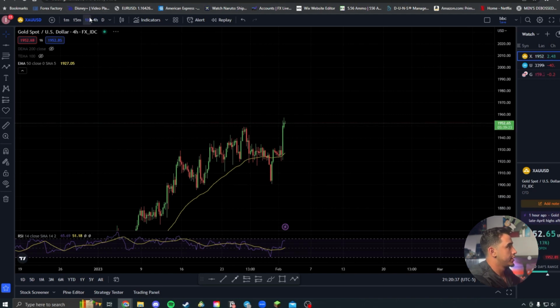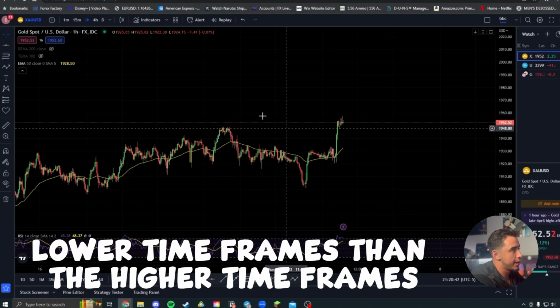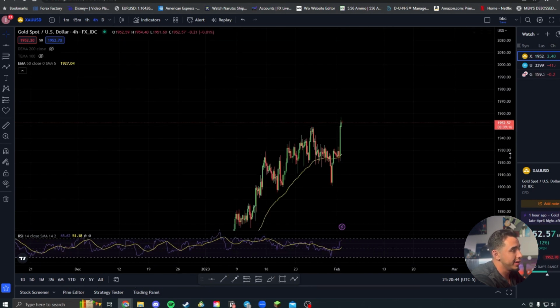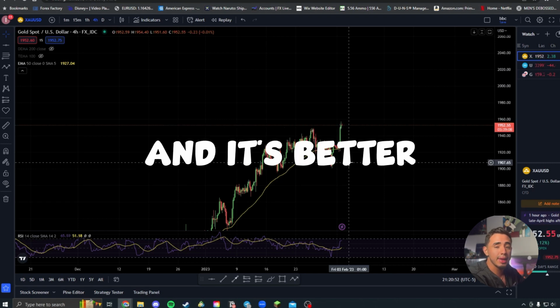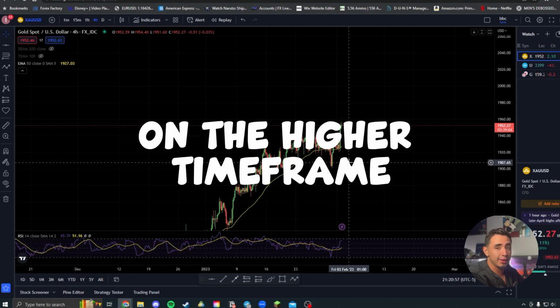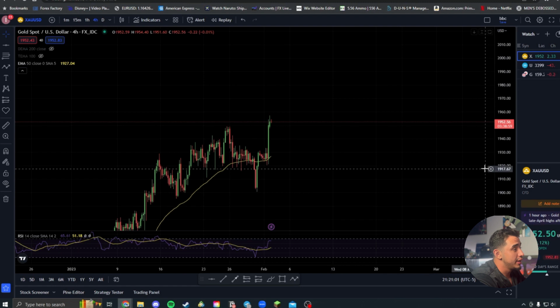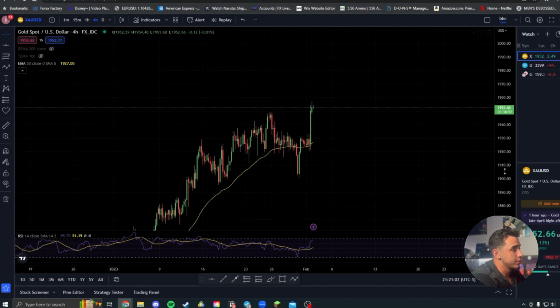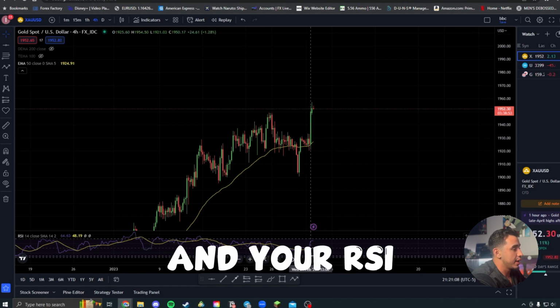Now, this is going to be more helpful on the lower time frames than the higher time frames, but if it lines up on the higher time frames, like I always say, chances are that just means that price action is more solidified, and it's better for you to have the confirmation that price solidified on the higher time frame than just a lower time frame. As you can tell, this breakout right here was essentially predetermined already off of this EMA and your RSI.